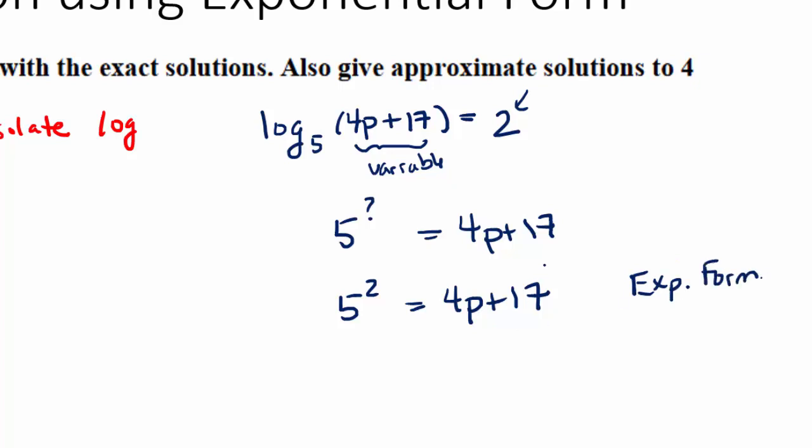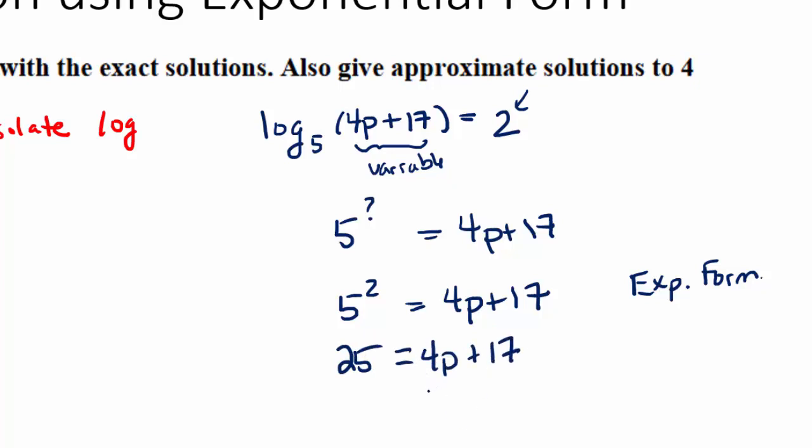of the logarithmic equation. Now, why is this helpful? Because we have freed that variable p from the grasp of the logarithm, right? It's out now. We can now isolate p like we normally do. Of course, I'm not going to leave 5 squared. I'm going to write what? 25 equals 4p plus 17.